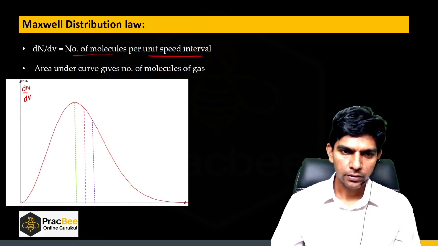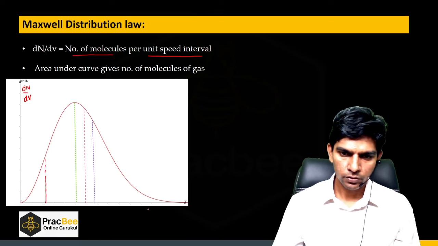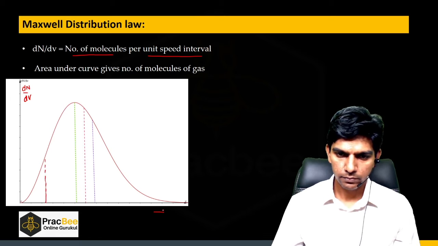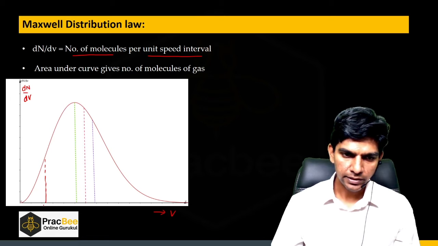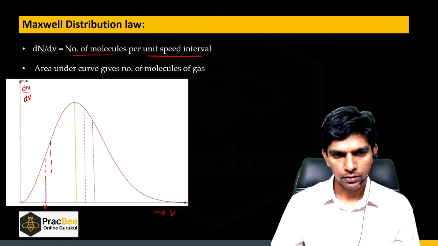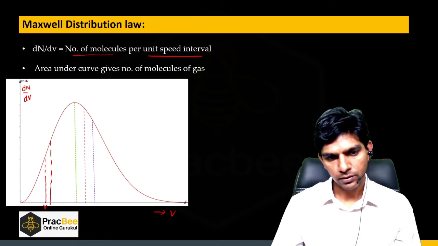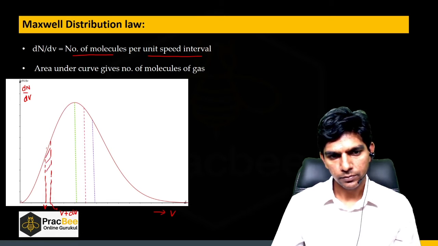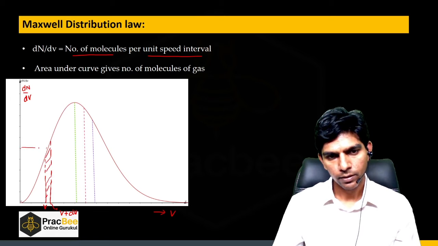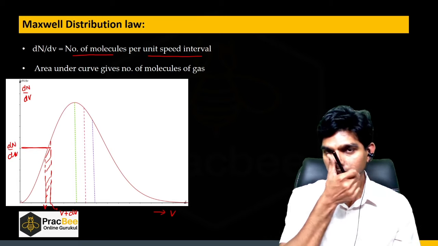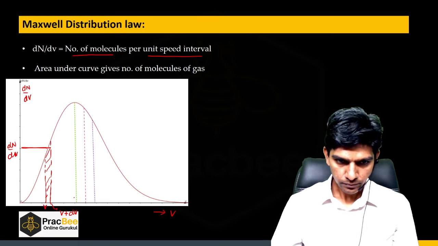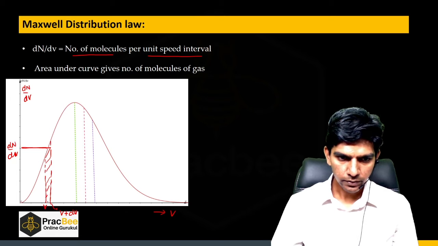So what does it mean? On the x-axis, we have speed. Let us say here the speed is v, and at this particular point the speed is v plus dv. For this interval, the value is dn by dv, right? And this is dv.